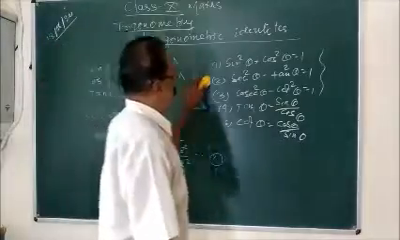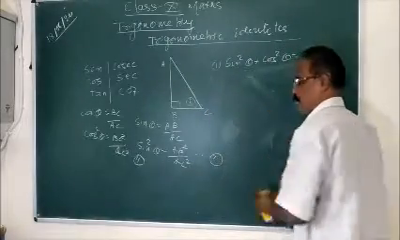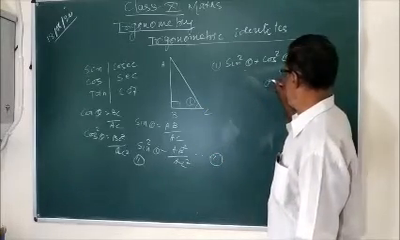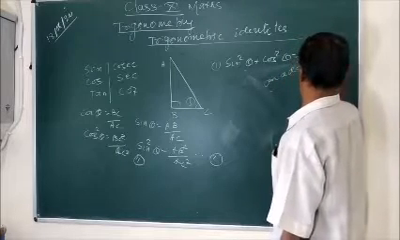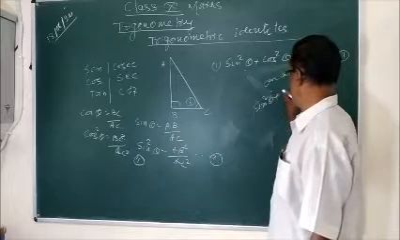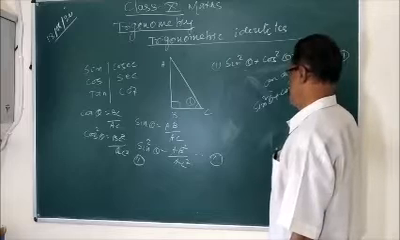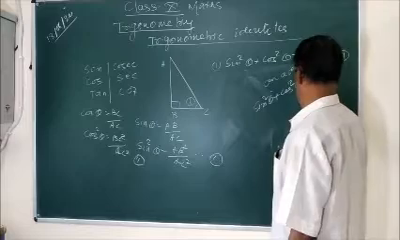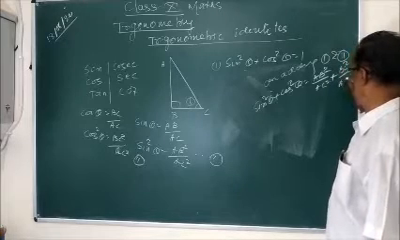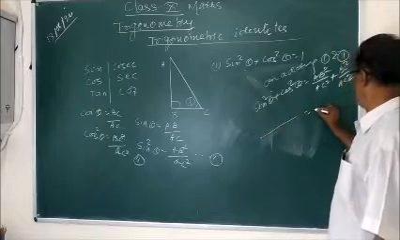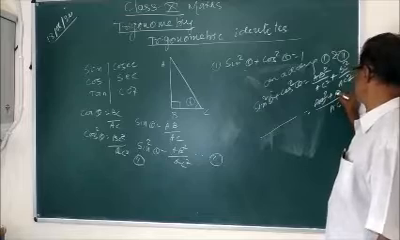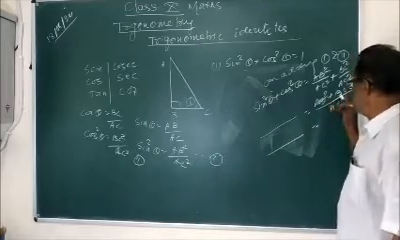Now you see, if you add these 2, first and second, what will you get? Now listen to me. Now we have got sine square theta and cos square theta. On adding first and second, left side sine square theta plus cos square theta is equal to right side, AB square upon AC square plus BC square upon AC square. Now leave the left side and simplify the right side. Find the LCM, AC square, and you will get AB square plus BC square.